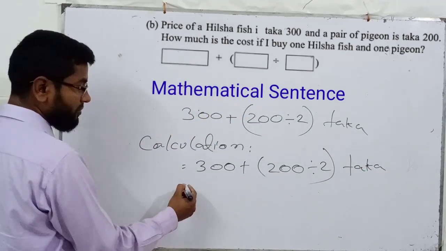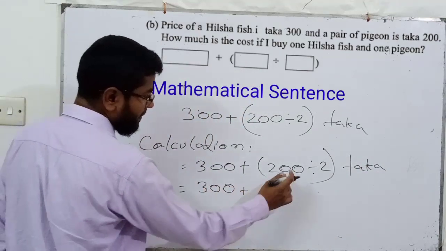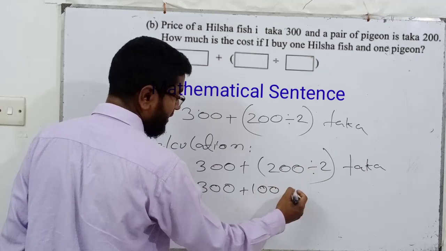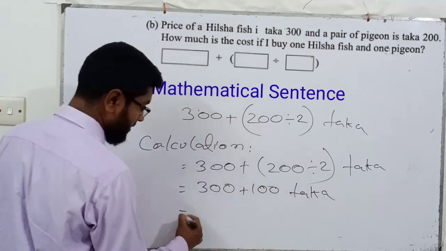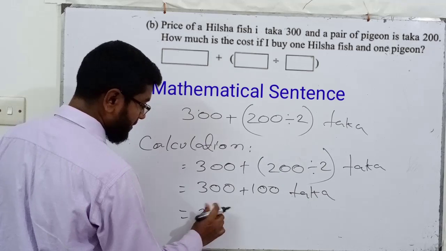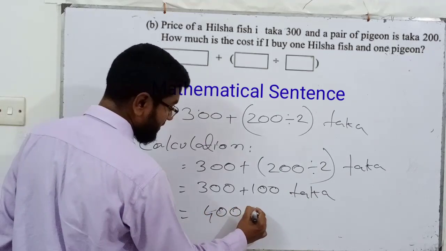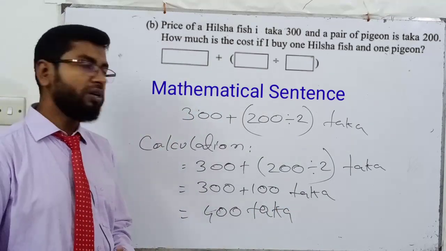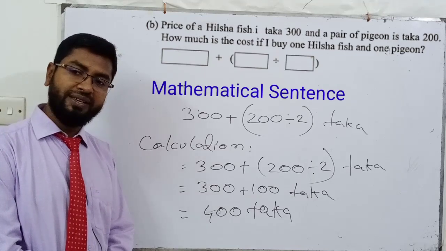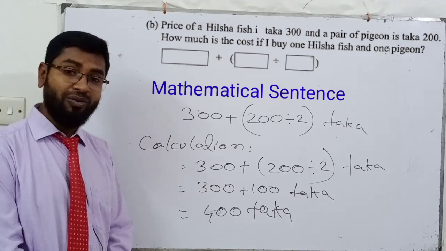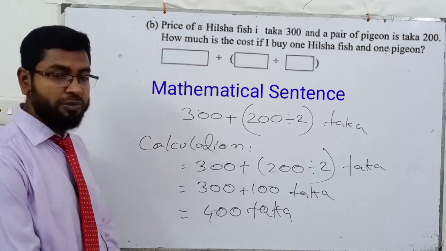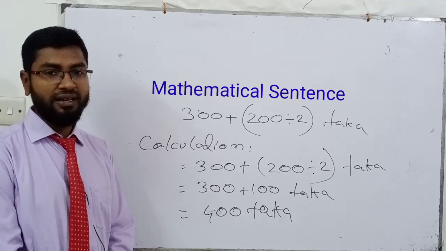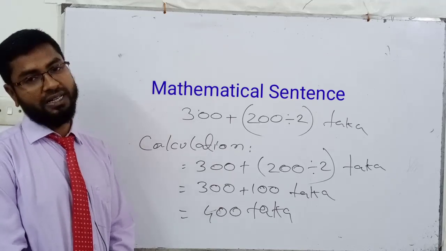Now what will I do? 300 plus, if I divide 200 by 2, it will be 100. Now what will be the answer? It will be 400 taka. Look, in a mathematical sentence way also we can solve math. Now if you practice this math more and more, you can get a good result. Hope you will practice.